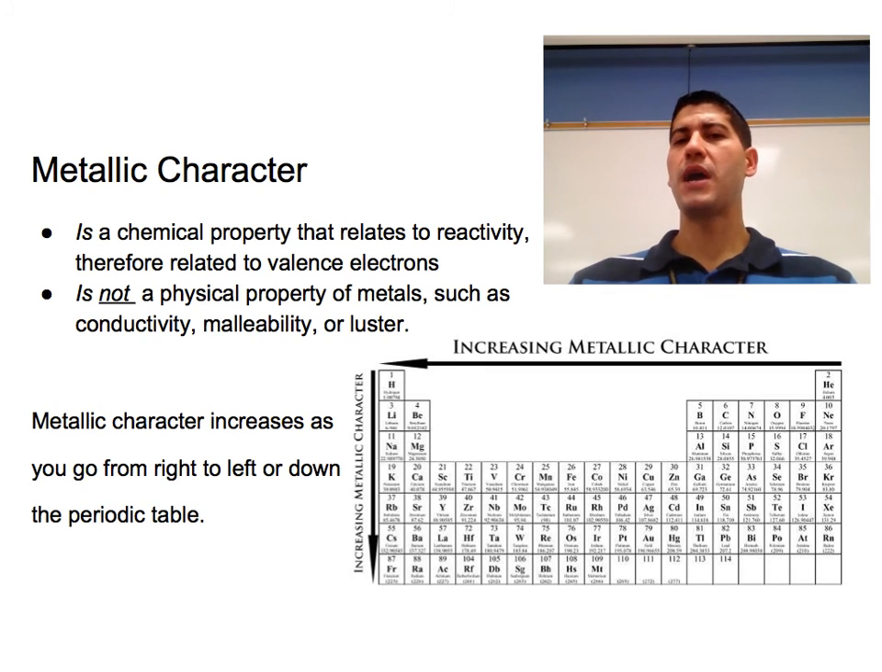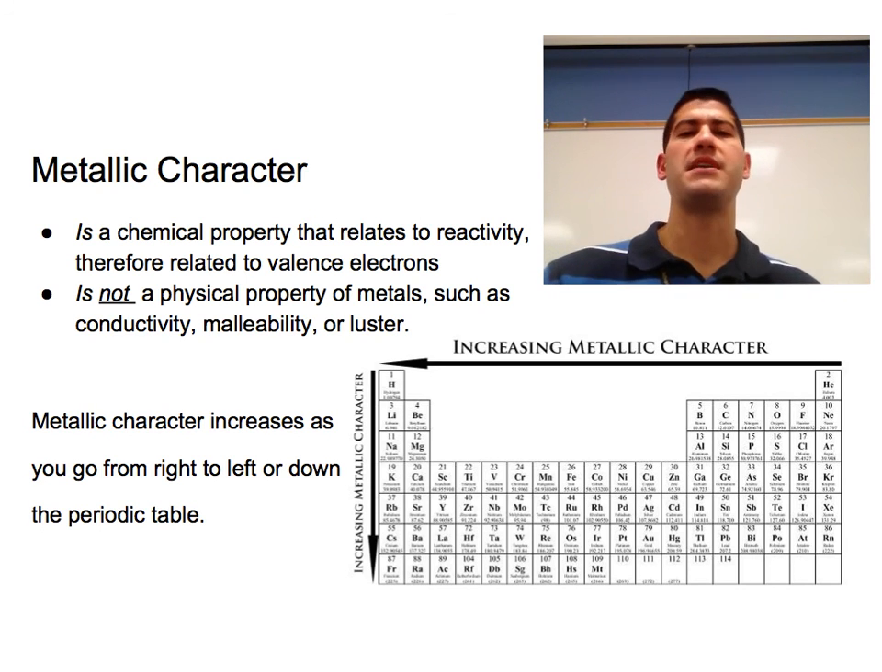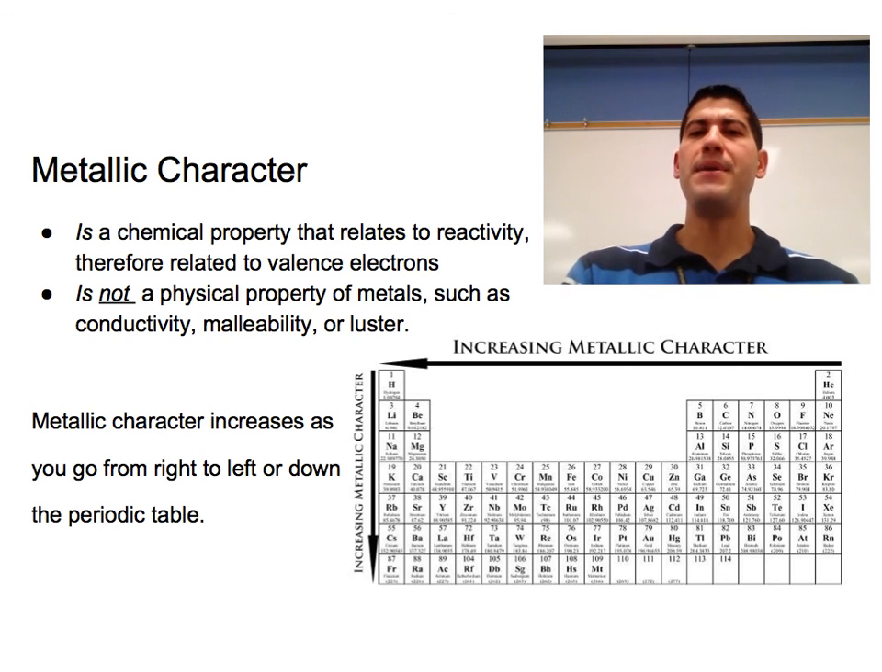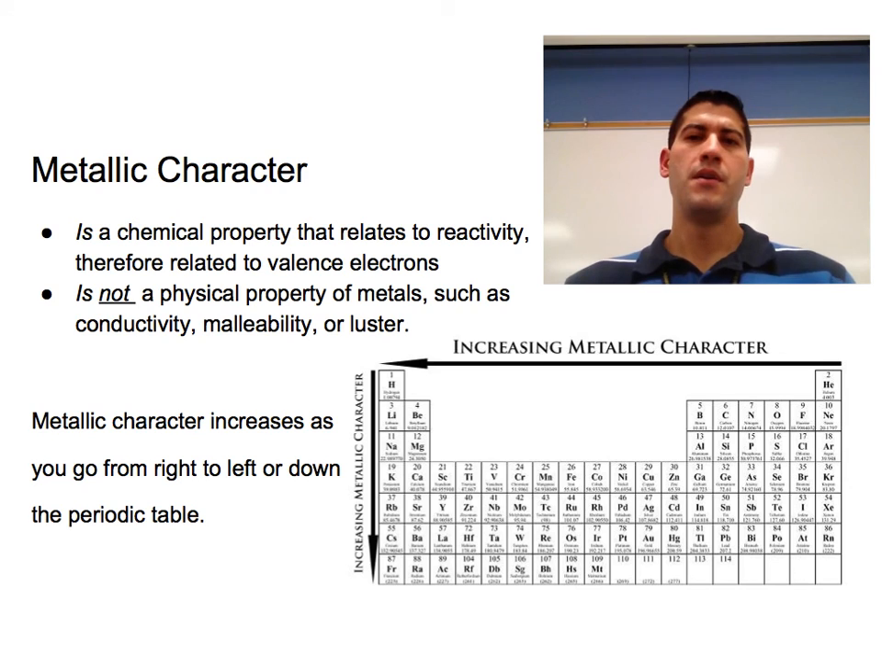So when we describe an element's metallic character, what we're really talking about is how likely that element is to lose its valence electrons in a chemical reaction. The greater an element's metallic character, the more likely it will lose electrons and become the positive ion in an ionic bond. The metallic character of elements increases as you go to the left and down the periodic table.